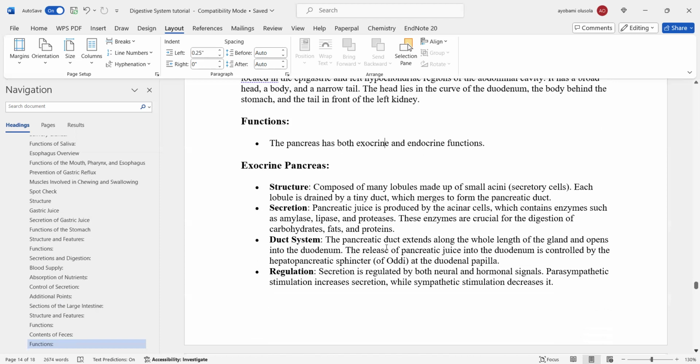Okay, so the exocrine pancreas, what are the secretions? We have pancreatic juice, and this is produced by the acinar cells. This pancreatic juice contains enzymes such as amylase, lipase, and proteases that are for digestion of carbohydrate, fat, and proteins, respectively. Now, the duct that the exocrine pancreas secretes into, we call it the pancreatic duct, and it extends along the whole length of the gland. It opens into the duodenum.